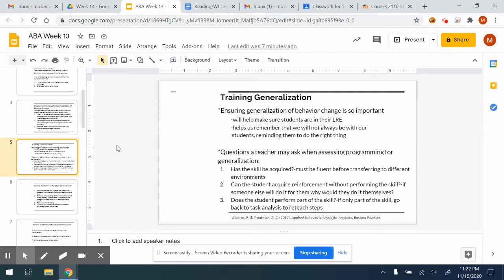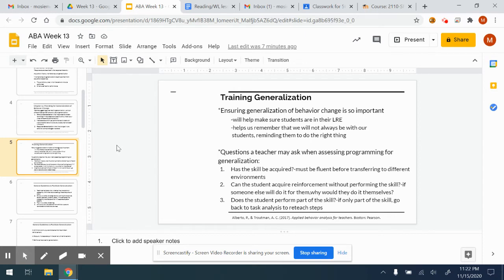The book gave a good example of a student maybe with more severe disabilities standing in front of a pop machine with change in his hand, but never actually putting the change into the pop machine. If someone comes along, takes his change, puts it in the machine, and gives him the pop, he's never going to learn to do that himself.